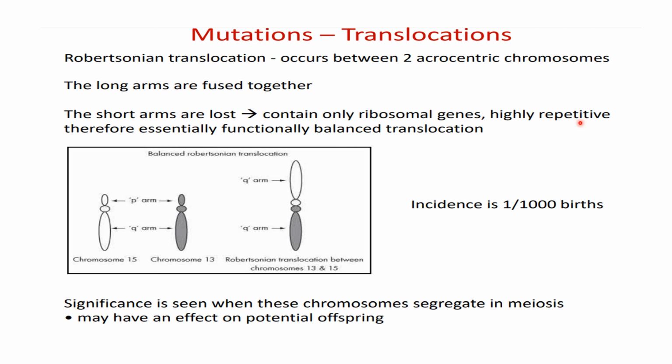Its incidence is 1 in 1000 births. Significance is seen when these chromosomes segregate in meiosis. It may have an effect on potential offspring.